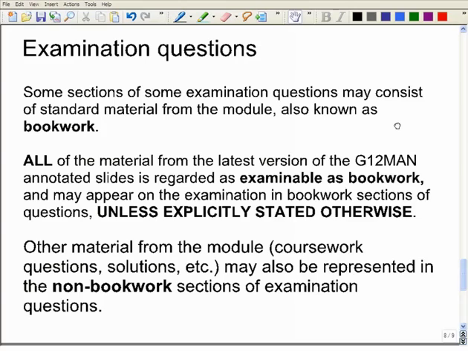What do I mean by bookwork? Bookwork is standard material we've covered in lectures, and which therefore you're expected to know. And then you may be asked to reproduce some of this in the exam. If you do it by memorization, then you're going to have an awful lot to memorize. But if you understand what's going on in the module, then you're less likely to have to memorize things completely, because you'll just be explaining what you already know, possibly even in your own words.